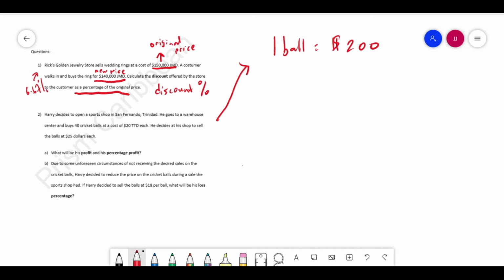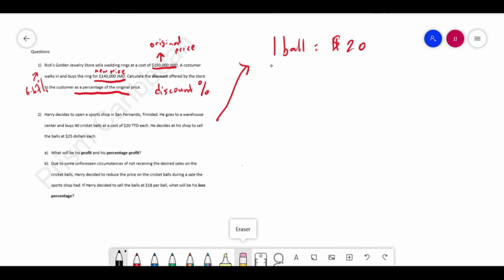So reading that one more time. Harry decides to open a sports shop in San Fernando, Trinidad, and he goes to a warehouse center and buys 40 cricket balls at a cost of $20 each. He decides at his shop to sell the balls at $25 each. Right? So one ball is $20, right?